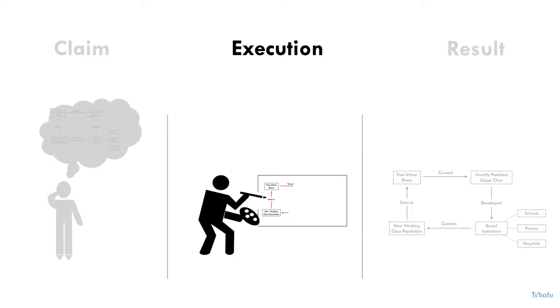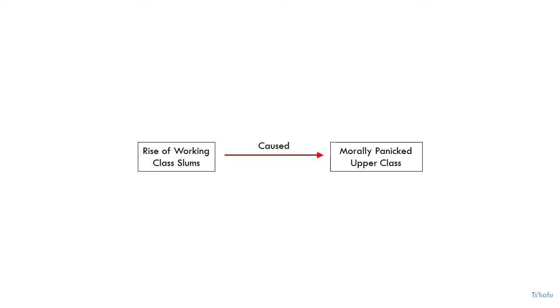of your canvas. That your canvas itself has a limited amount of space, and you want to be aware of those limits because that will shape how much space you can allocate to your objects and relations. Now, to illustrate this, let me go to this particular object, morally panicked upper class. Now, if you recall, here's where we got it from, this relationship saying that the rise of the working class slums caused the morally panicked upper class.